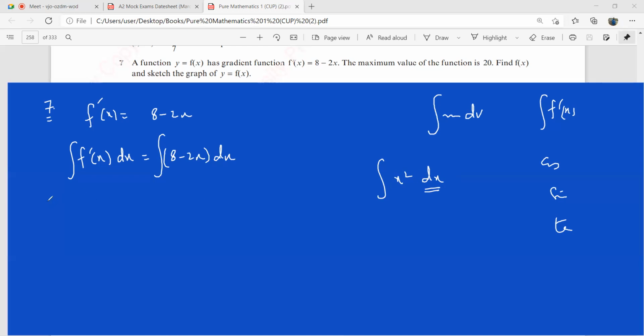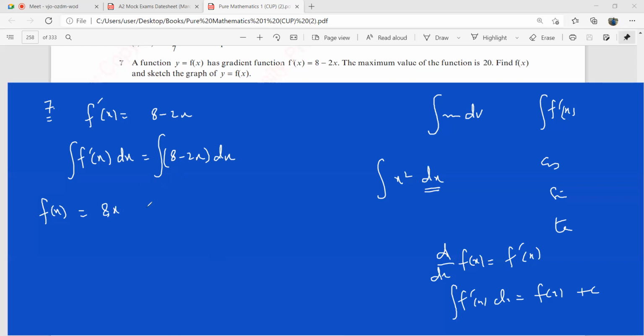Okay, so this becomes f of x. As you know, when you differentiate f of x, it becomes f dash of x. So when you integrate f dash of x, you will get your f of x back. Okay. This is f of x. Integral of 8 is going to be 8x, and you have minus 2x square over 2 plus c. So this f of x is 8x minus x square plus c.